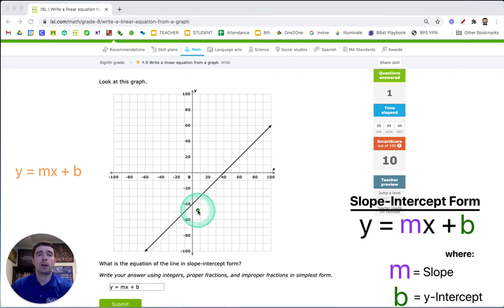I'm going to first mark up the y-intercept. We see this line crosses the y-axis right there at -40. And that tells me that my y-intercept is -40. I'm just going to write that as subtract 40. You could also put add a -40 if you wanted.